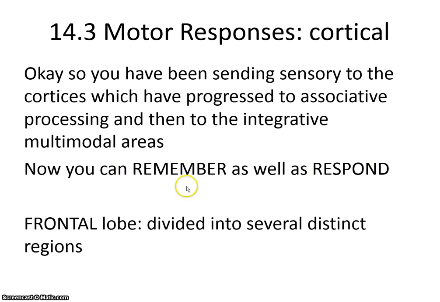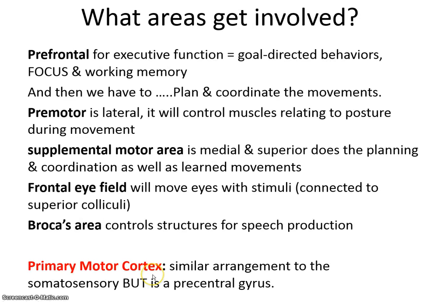So now you have an idea of what just happened, when it happened, what the circumstances were, and what you need to do about it, is what we're saying here. A lot of the motor response comes from the frontal lobe, and there are several distinct regions in the frontal lobe. Here are the areas we really talk about.